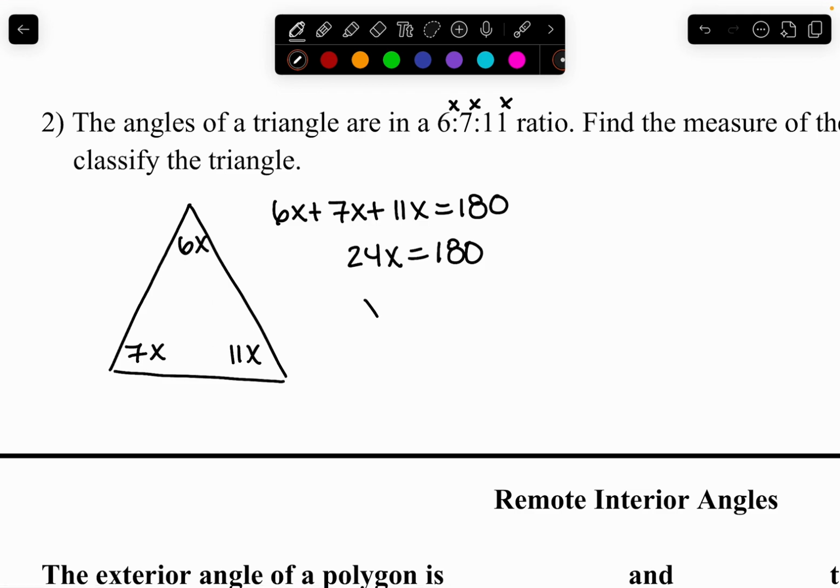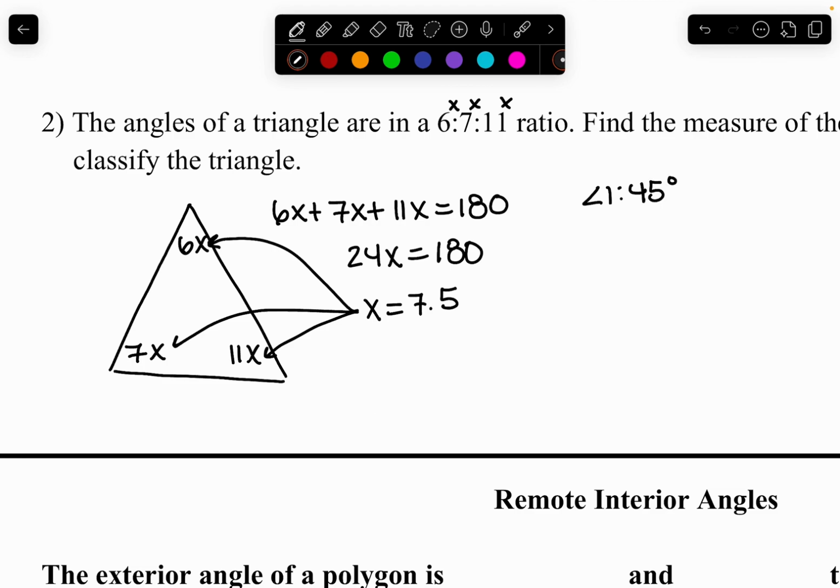And I get 7.5. So that's a little bit funky, but that's okay. Now, x itself is not an angle. X is what I am going to be multiplying each of my angles by. So I have 6 times 7.5. So one of my angles will be 45 degrees.